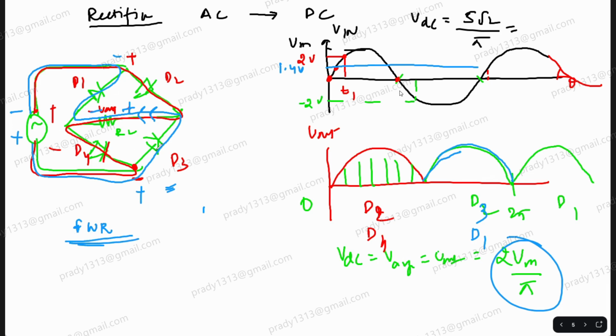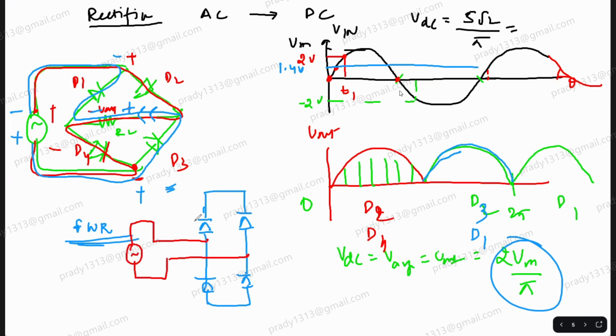This circuit, if you don't remember, don't start scratching your head. You can draw it like this also. Okay? If you are not able to remember how this diode goes this way, that way, then remember it like this. Okay? This circuit is also the same.